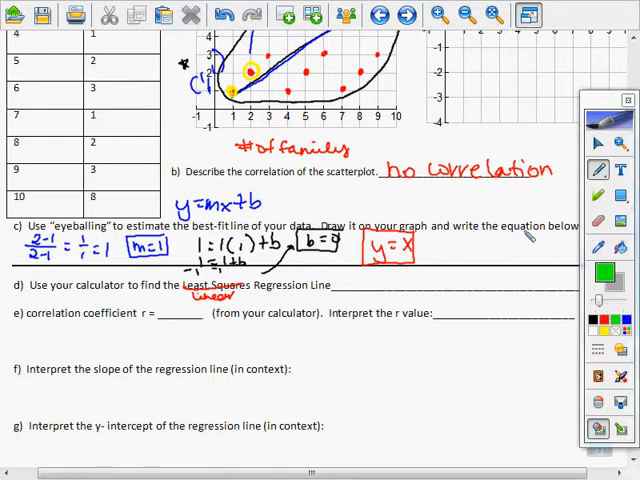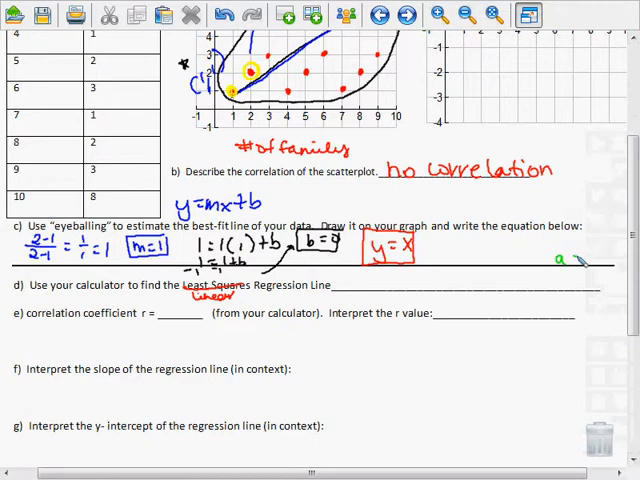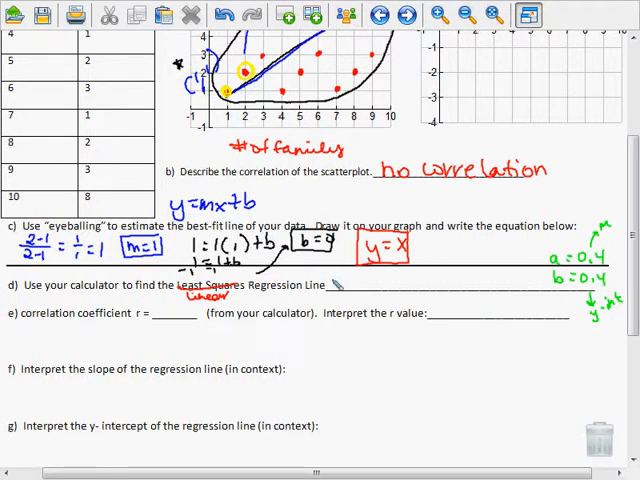In your calculator, you should see that it says lowercase a is 0.4, lowercase b is 0.4, and so when I write my equation, this a stands for my slope, and this b is my y-intercept. So when I'm writing my equation, that means that y is equal to 0.4x plus 0.4. Because this is the calculator's calculation of the line of best fit, which is more accurate than ours, it's called the linear regression line. So the linear regression line is the calculator's version of the line of best fit.